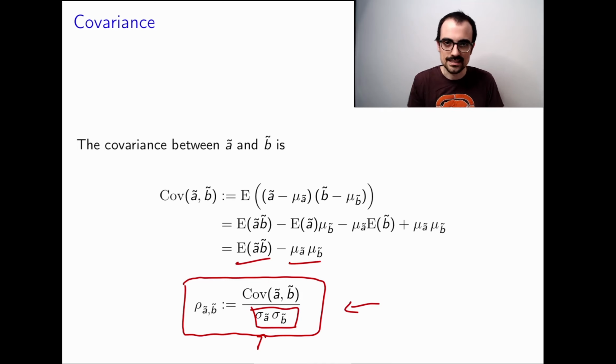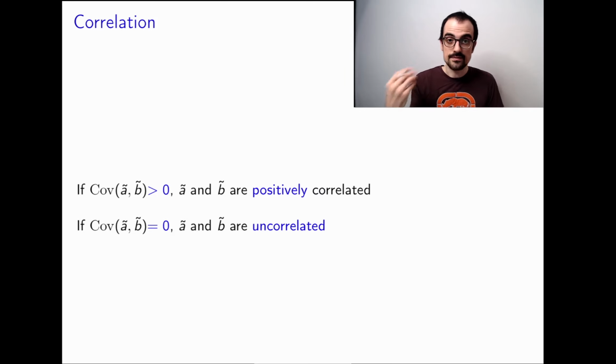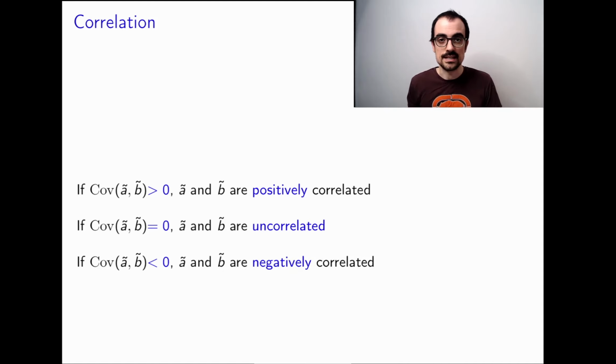Okay, so assuming that that doesn't happen, when the covariance is positive, the correlation coefficient is positive. When the covariance is negative, the correlation coefficient is negative. When the covariance is zero, the correlation coefficient is zero. Okay, so when we see that the covariance between two random variables is positive, we might immediately say that they're positively correlated. If it's zero, we say that they're uncorrelated, and if it's negative, we say that they're negatively correlated.